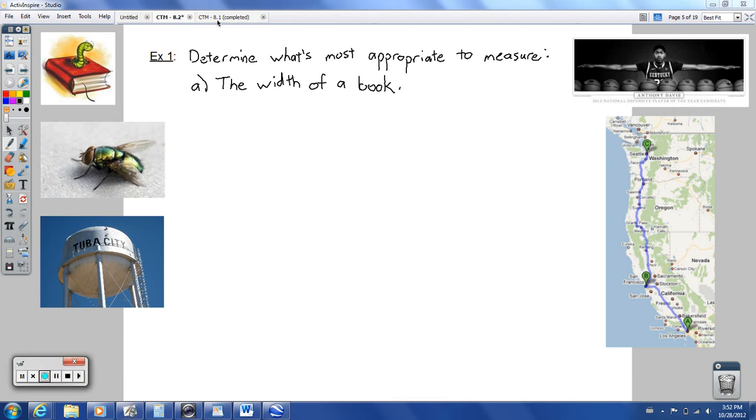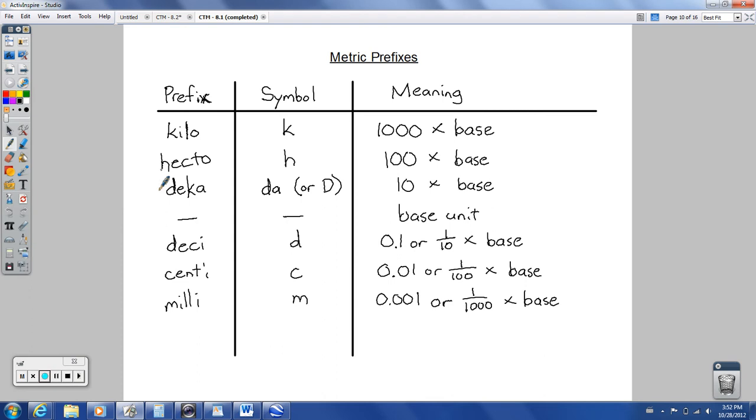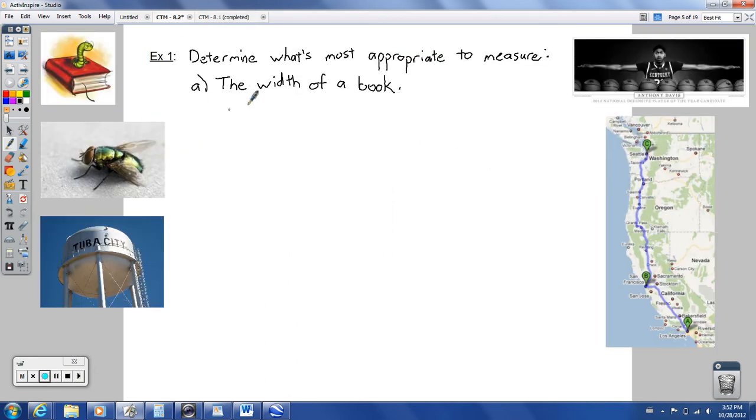So I've brought up 8.1 right here, and thinking of these prefixes, remember. Would a millimeter be most appropriate? A centimeter, a decimeter, a meter itself, deca, hecto, or kilometer. Definitely not going to be measuring the width of a book in kilometers. I think what would be most appropriate for this would be centimeters. So I'm going to put centimeters next to that, box that in. So centimeters I think would be most appropriate.